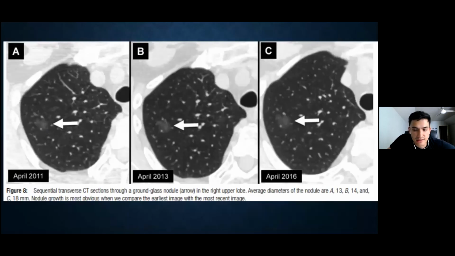And in this case, this is the growth of a ground glass nodule. It was just increase in size, not increase in density, not development of solid component or another feature, just size. And it began at 13 millimeters and ended at 18 millimeters in April 2016. So this is most likely malignant.